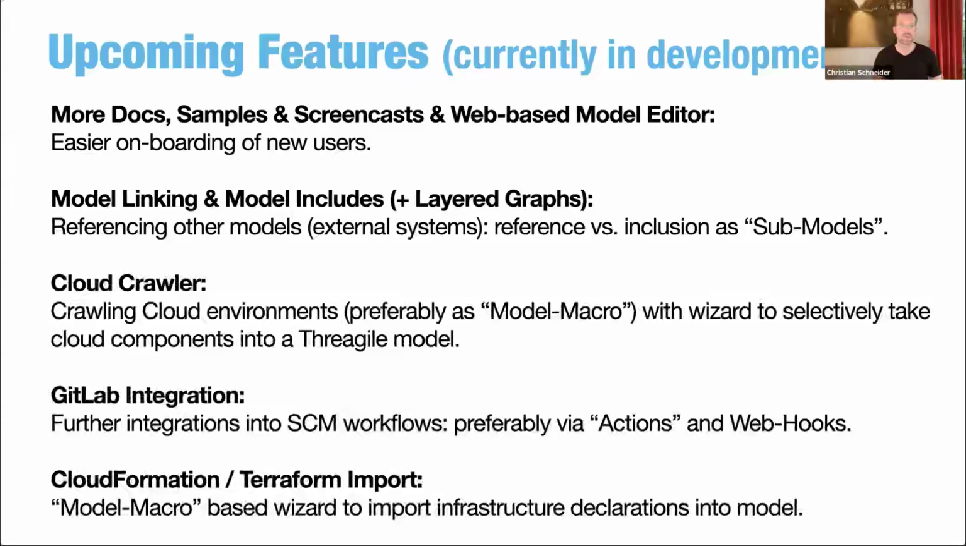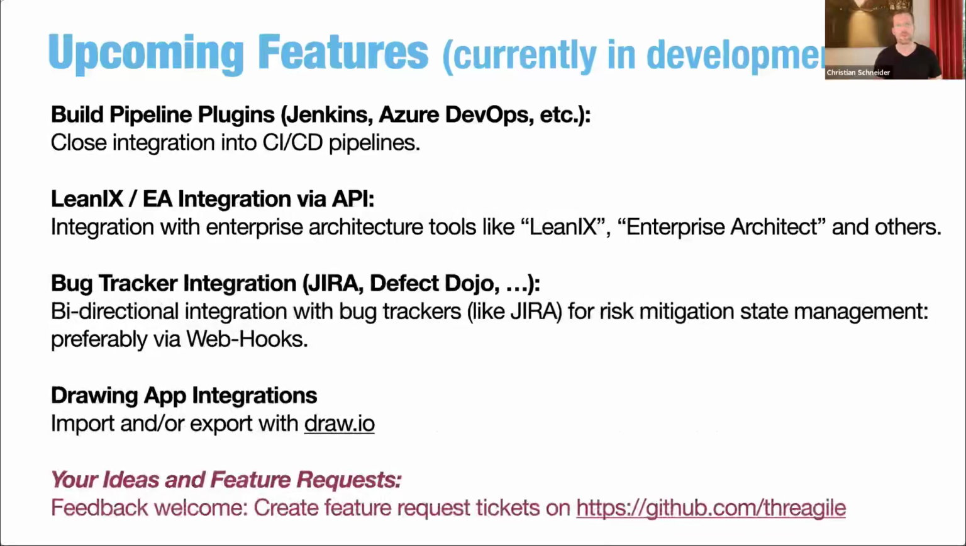Cloud crawlers, also some nice idea to use them as a model macro to get the input from your cloud environment, and then you can select and choose what components you would like to pull into your model. GitLab integration, you've seen already GitHub has been finalized. GitLab, well, I've seen a ticket online that they're considering to think of Threagile being eventually part of the CI/CD thing there as well in a similar way. That would be nice. And eventually you also could use some input from CloudFormation or Terraform to seed the initial model. Good.